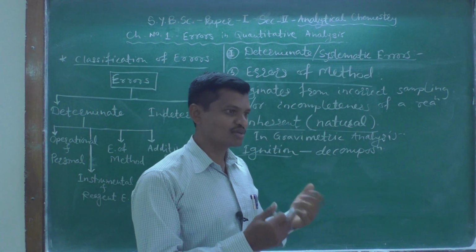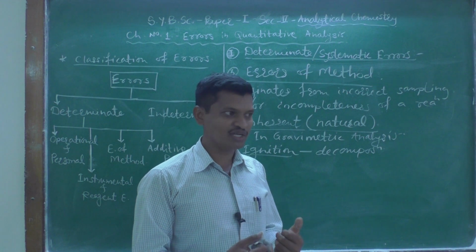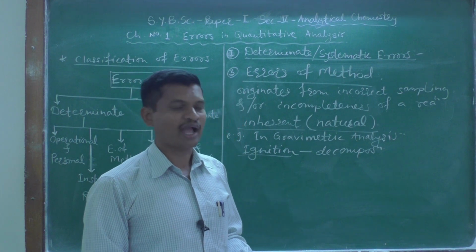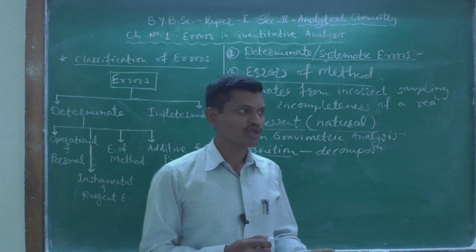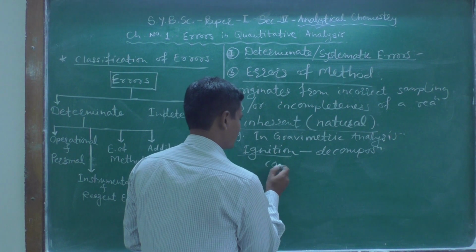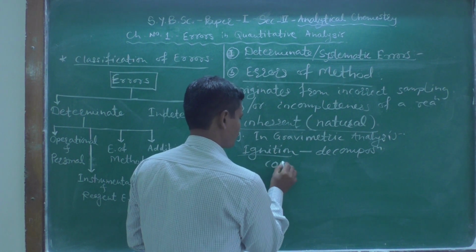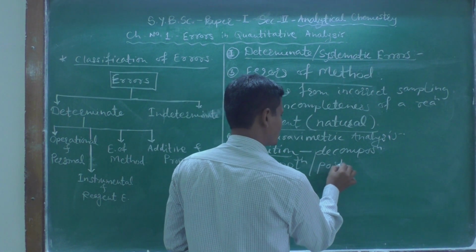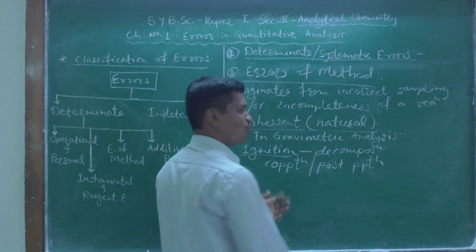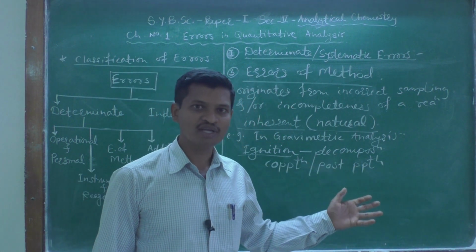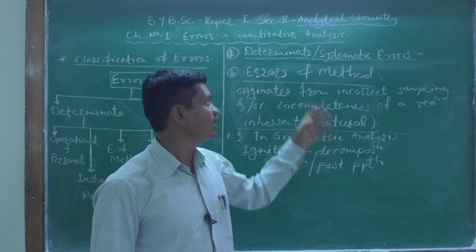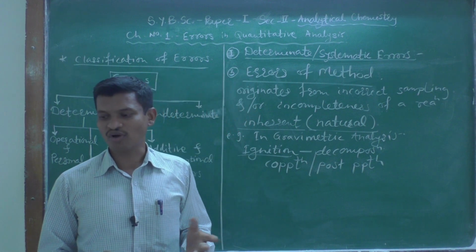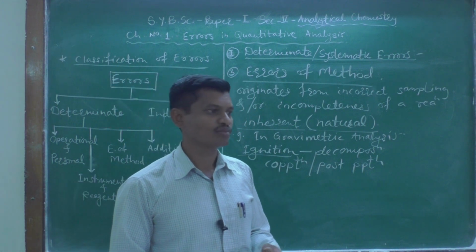Okay, or sometimes we are getting a precipitate, and during washing treatment of that precipitate by means of a dropper and different washing solvents, if co-precipitation or post-precipitation is happening, then this is also an error of method. Okay, so these are the different examples of errors of method.